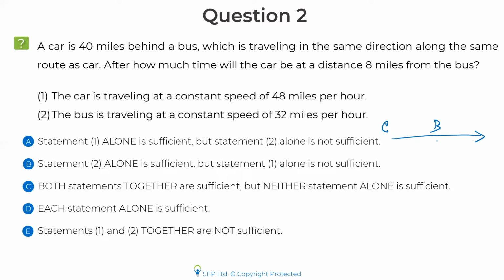The bus, which is traveling in the same direction along the same route as the car. So they are traveling in the same direction. Basically they are traveling in this particular direction, say, and the car is a little behind the bus. And how much behind? It is given as 40 miles, right?